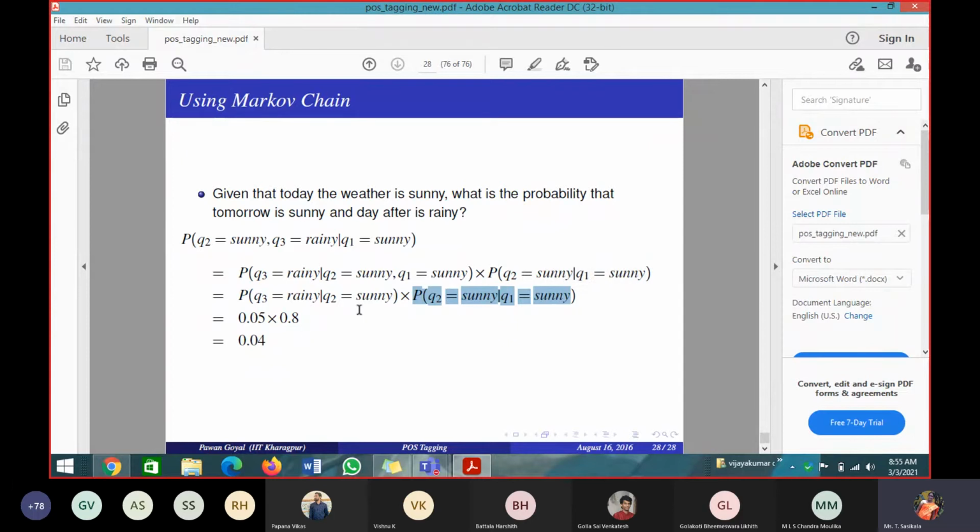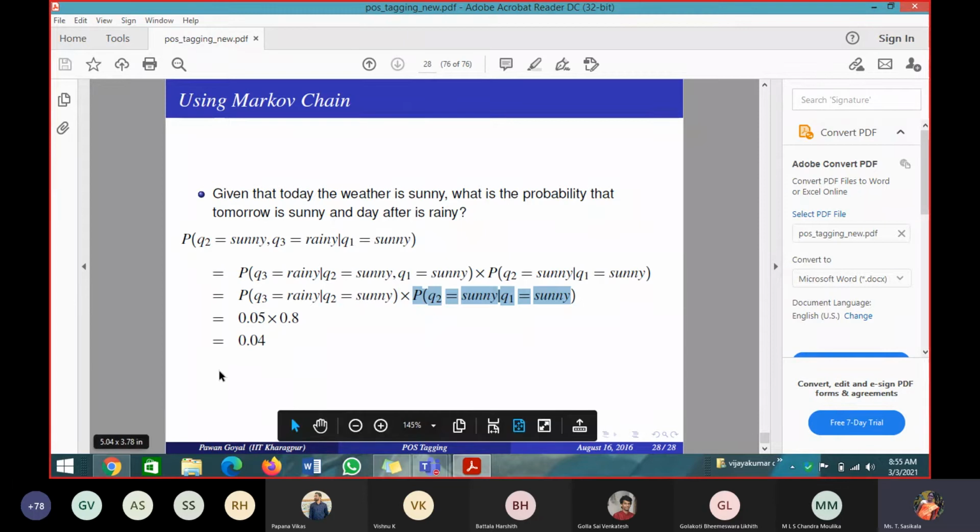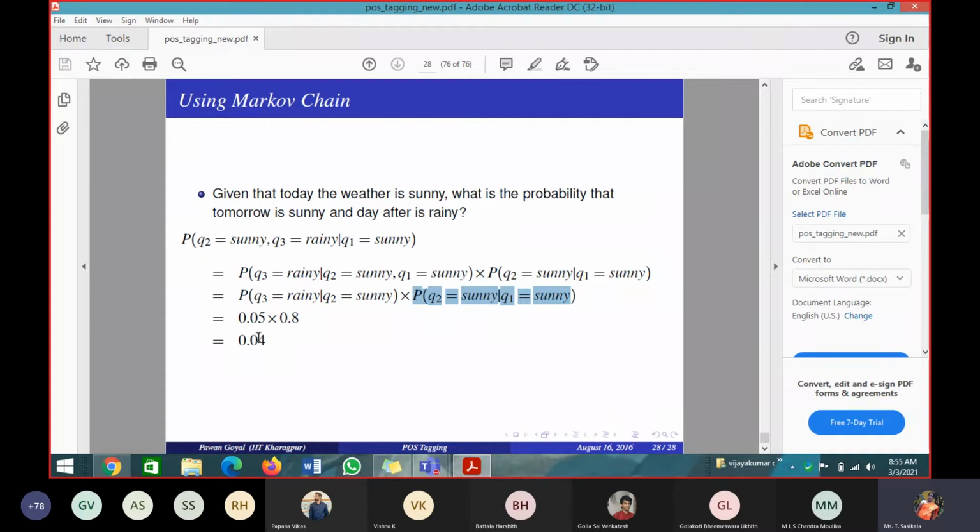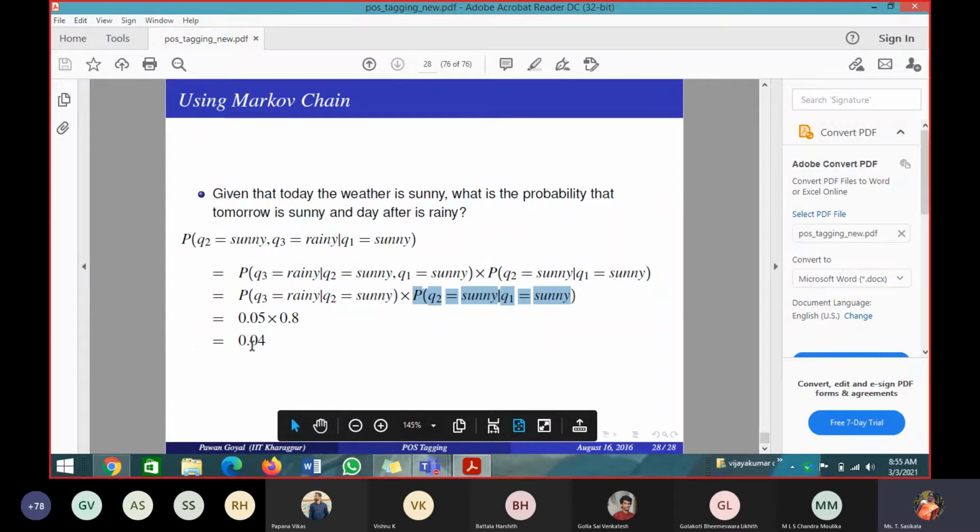Okay. And tomorrow is sunny and day after tomorrow is rainy. What is the probability from the table? 0.05. So when you multiply, this is the probability that today is sunny, then tomorrow will be sunny, and day after tomorrow rainy will be this probability. Okay, this is how you have to use the first order.